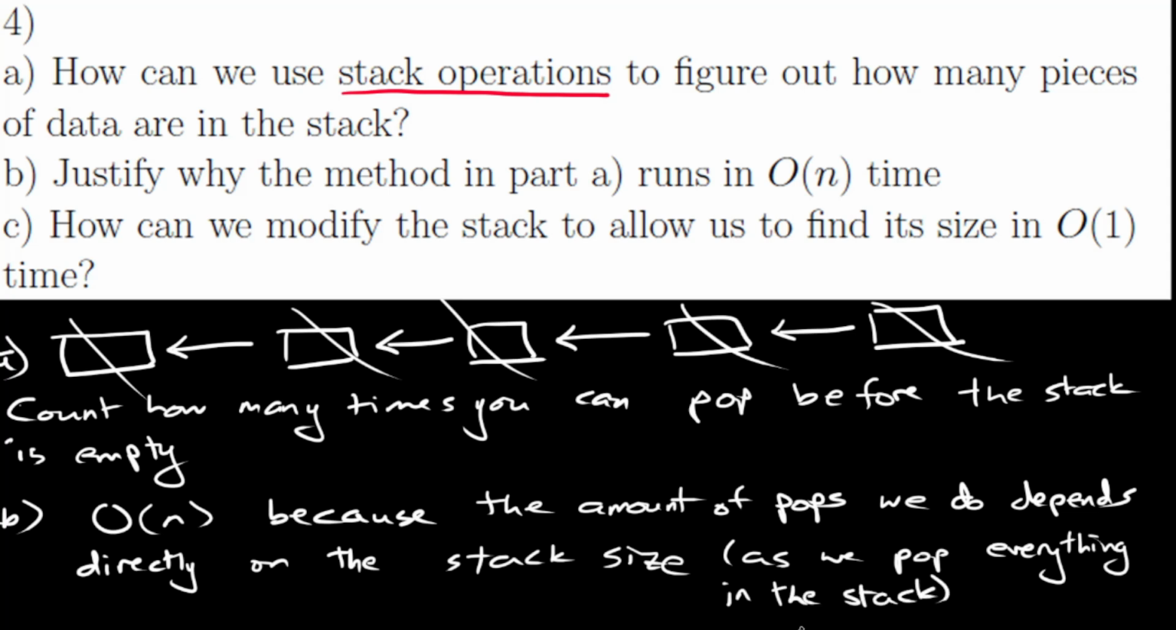So a justification we could write is it's big O of n because the amount of pops that we do depends directly on the stack size because, well, we're popping everything in the stack, right?